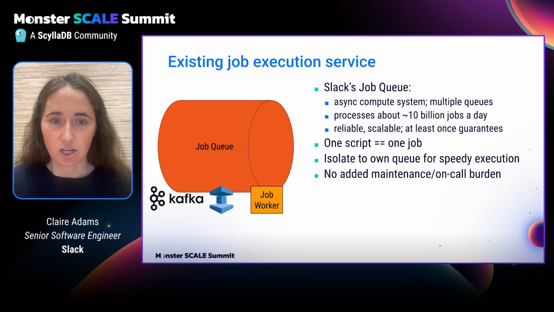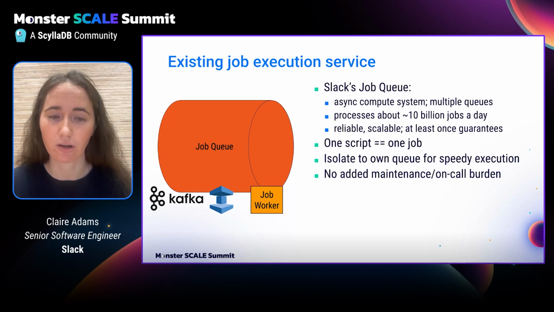So this existing job queue execution service leverages Slack's job queue, which is the asynchronous compute system. It consists of multiple queues, and it's designed with Kafka, Redis, and job worker EC2 nodes. How it works is you send your job to a specific Kafka topic, which handles the queuing part. Then when it's time to execute the job, we move it from Kafka to Redis so that we can do bookkeeping while the job is running.